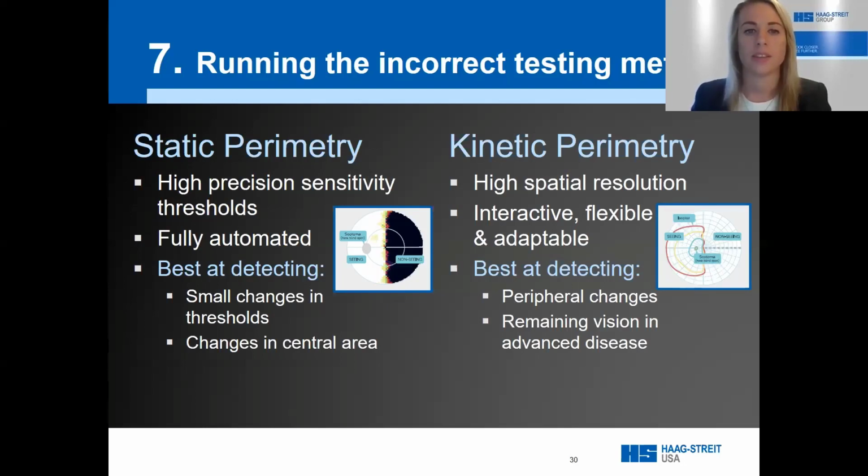Kinetic perimetry has a higher spatial resolution and is more efficient when testing in the periphery. Because it is not fully automated, it is easier for the technicians to cater to visual needs of the patient. It is best used to detect peripheral changes, including small scotomas. It is also very useful at testing the remaining vision in advanced stage diseases.